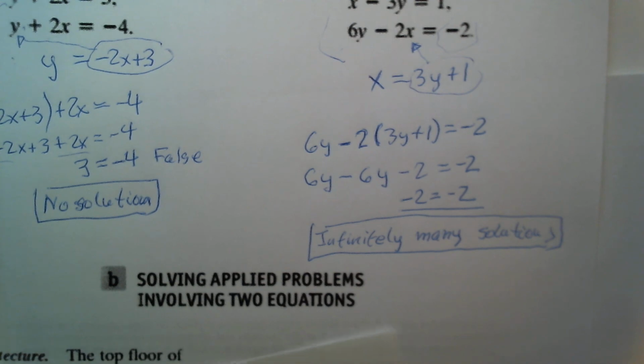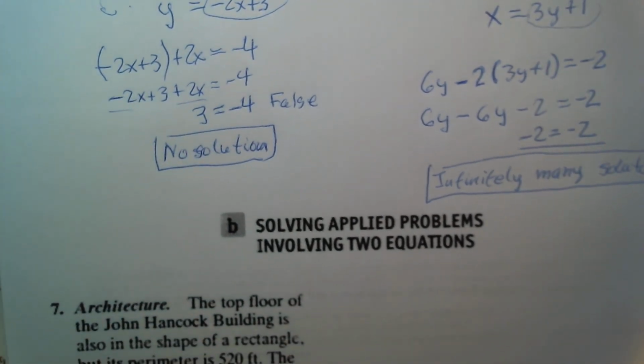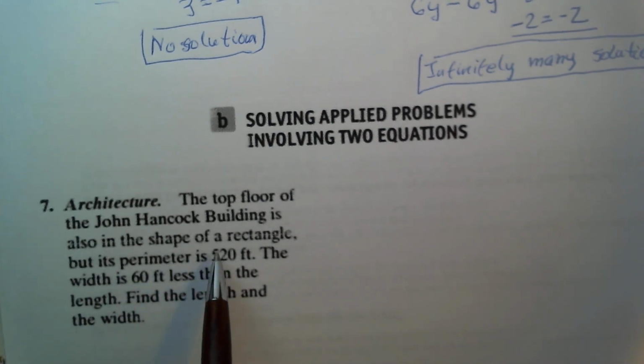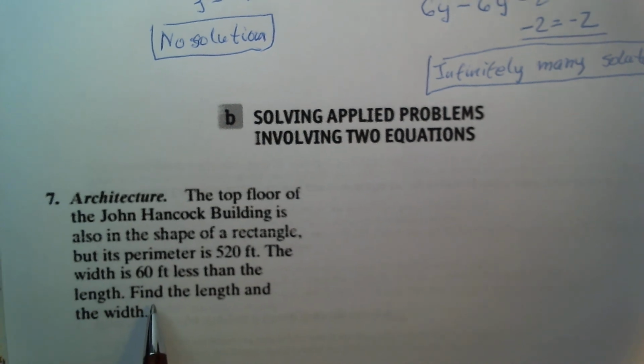Okay, let's look at an example. It says here the top floor of the John Hancock building in Chicago is in the shape of a rectangle. The also refers to previous exercise. Its perimeter is 520 feet. The width is 60 feet less than the length. Find the length and the width of that rectangle that has a perimeter of 520 feet. So in a case like that, it's really a good idea to start with a little drawing to make sense of what we're looking at here.